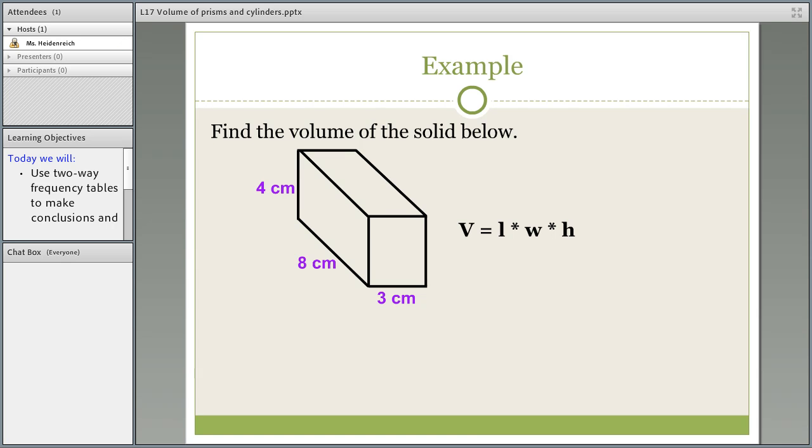and what you decide to label the height and what you decide to label the width. We just need to multiply all 3 dimensions by each other. So 3 centimeters times 8 centimeters times 4 centimeters. That actually comes out to 96 centimeters cubed.